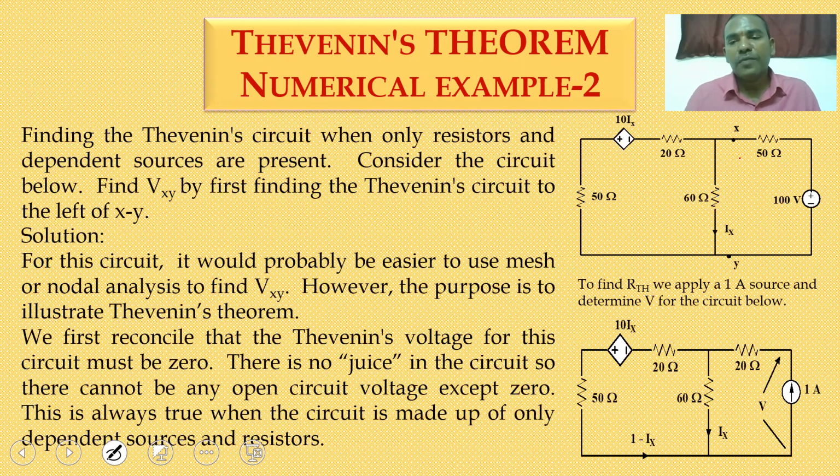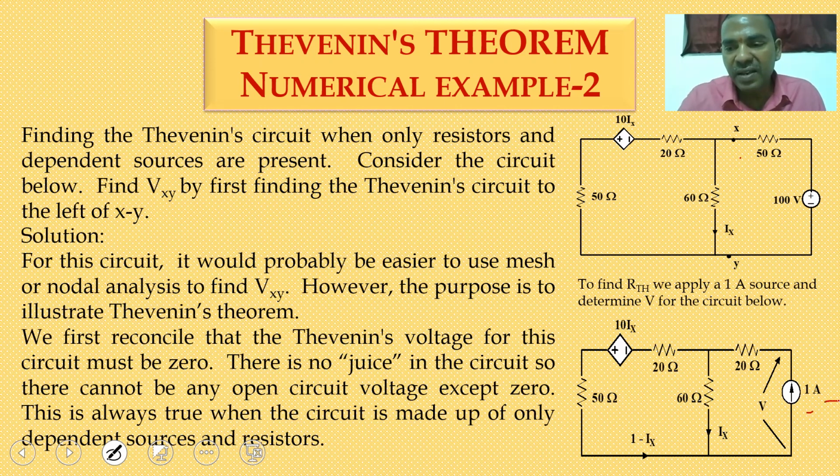For finding the value of RTH, wherever the load is there, you have to open circuit the load and measure the Thevenin's equivalent resistance. But here, due to the dependent source, I am assuming 1 ampere is the current source, and across the 1 ampere the voltage is V volts. So by using this equivalent circuit, I am going for the calculation of RTH.